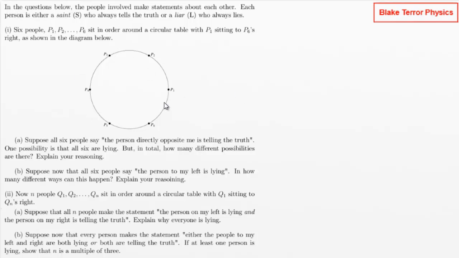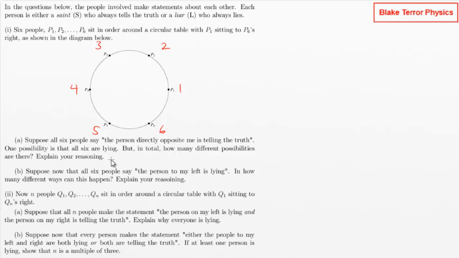Right, you probably can't read the numbers on these. I can barely read them myself. So we're going anti-clockwise here: 1, 2, 3, 4, 5, 6. If that's going to matter or not, I don't know. Suppose all 6 people say the person directly opposite me is telling the truth. One possibility is they're all lying. But in total, how many different possibilities are there?